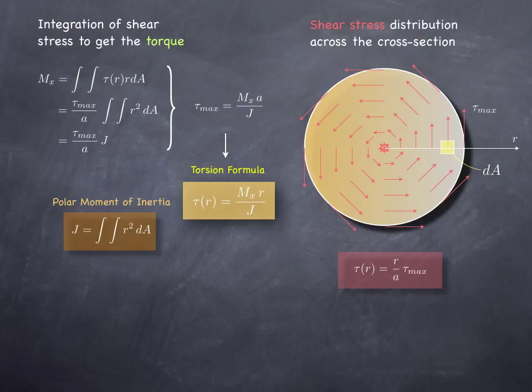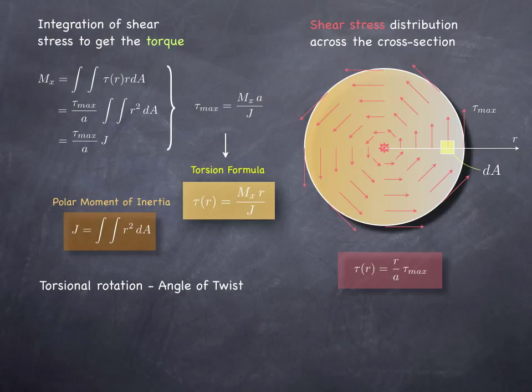We can obtain this little second formula in the yellow box by plugging in the result for tau max from the red box on the bottom right corner, and that would give us the torsion formula. And the polar moment of inertia, as I mentioned earlier, is the second moment of area about the x-axis. So now that we have the torsion formula, we are able to relate the torque to the shear stresses that it creates across the cross section.